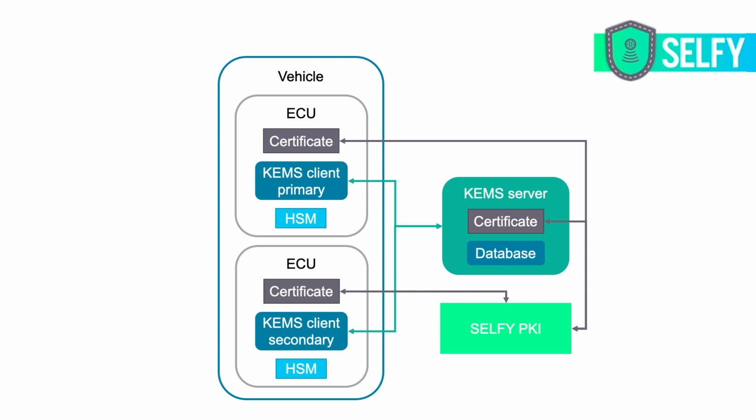To obtain a common key, they will interact with the KEMS server that will generate a key, store it, and share it with the authorized clients. The clients and the server have a certificate that was generated in a SELFY PKI. This process is as follows. A primary client, which is the one creating the key, has to send a request to the server with the parameters for the key it wants to generate.